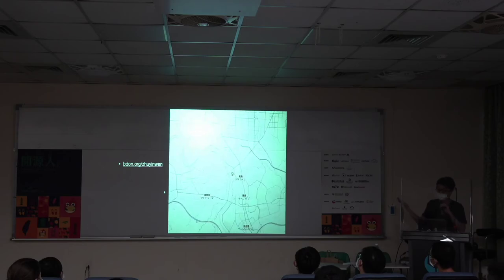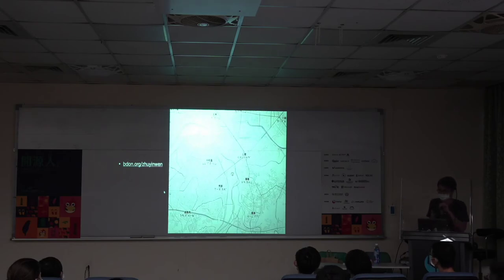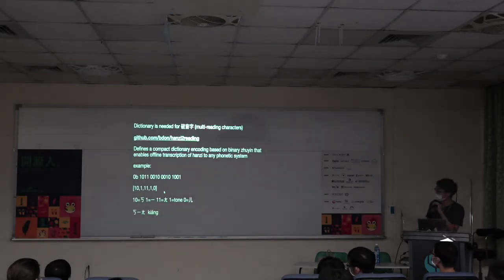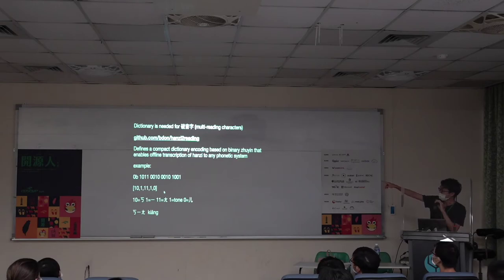It works globally. So in the case there is a Chinese name for a place that is in Brazil, it will also be able to transcribe that. And you can find the code to support this on GitHub. It's a new library called Hanzi to Reading. And the main issue is what's called multiple reading characters, or 多音字.